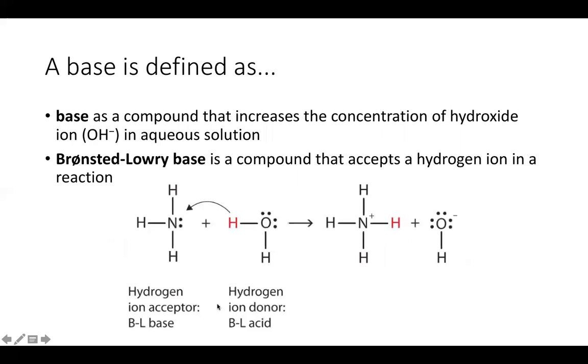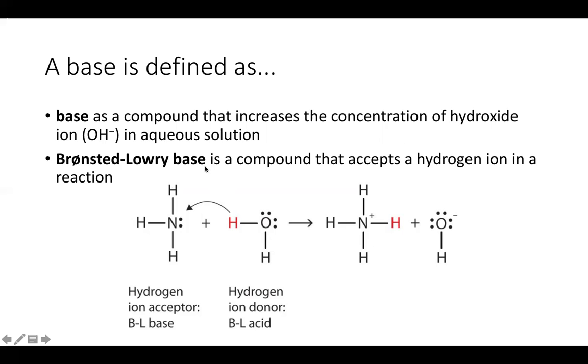Okay, so on the opposite end of that was a base. For the Arrhenius definition of a base, it's a compound that increases the concentration of hydroxide ion, this OH minus, in an aqueous solution. So down here we have ammonia acting as a base. We can see it's accepting a hydrogen from water. And when we do that, we have this OH minus, this hydroxide ion left behind. And we end up with NH4 plus and OH minus. So we are producing this hydroxide ion in an aqueous solution, and therefore that's meeting the requirements of the Arrhenius definition of the base.